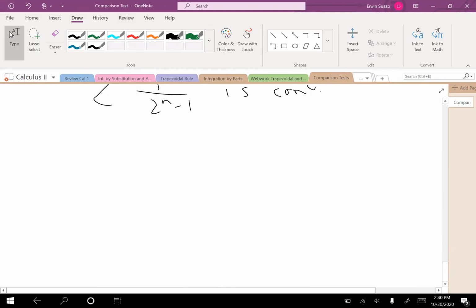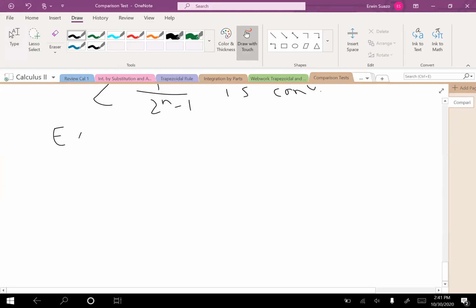Let's see, what time is it? 2:40. I have to do the alternating series test, but before going to that, let me do more examples of this comparison test, more exercises, since today's Friday.